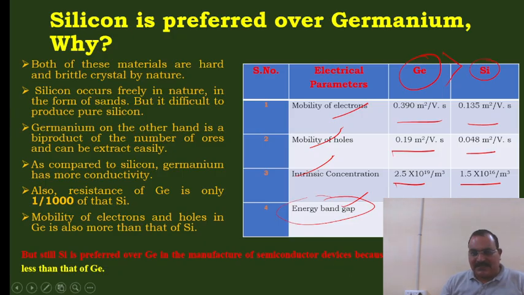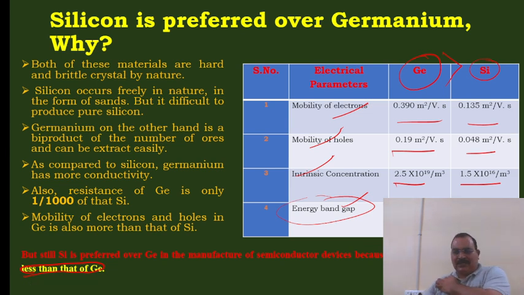The reason is leakage current. The leakage current of silicon is less than that of germanium. This is the main cause that the scientists and engineers are working on silicon rather than germanium. Kindly, this is very very important.